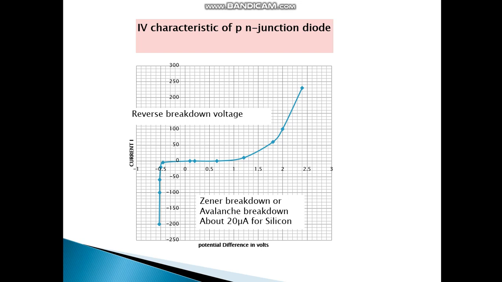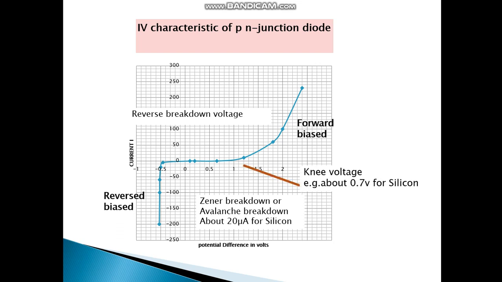This is the IV characteristics of the PN junction diode which we saw earlier. This part is the forward bias, this is the knee voltage, this is the reverse bias characteristic, that's the Zener breakdown or the avalanche breakdown and the reverse breakdown voltage.